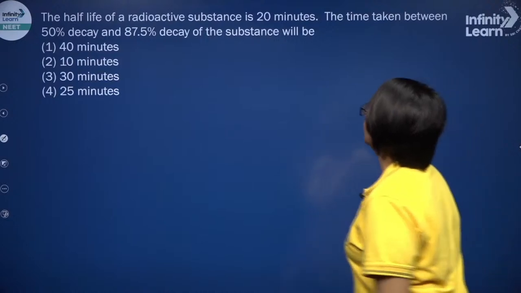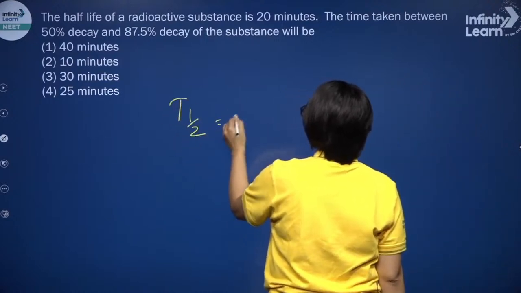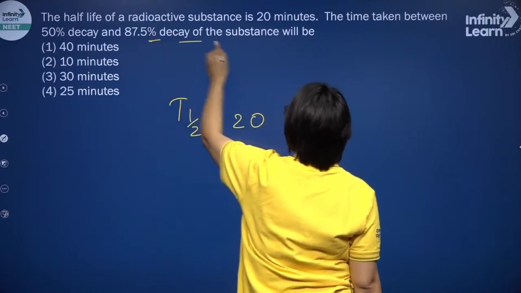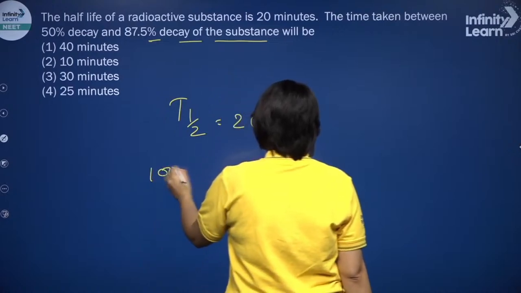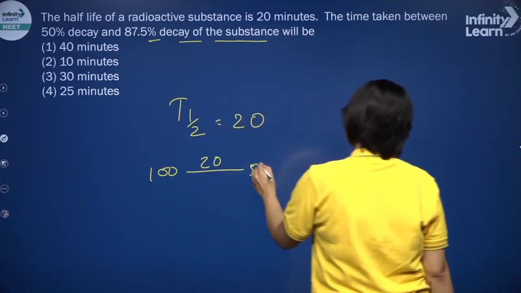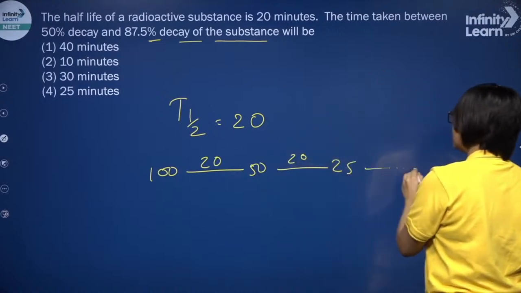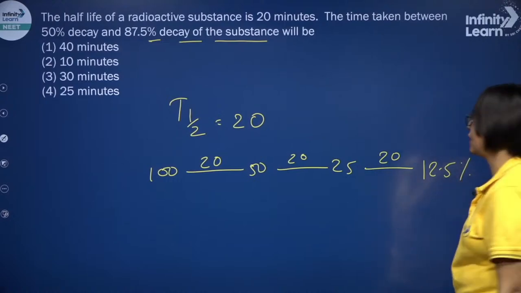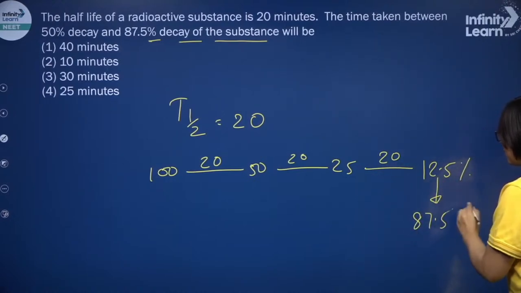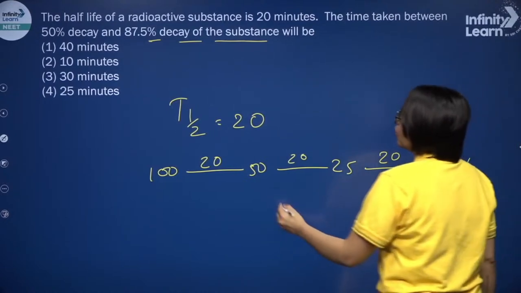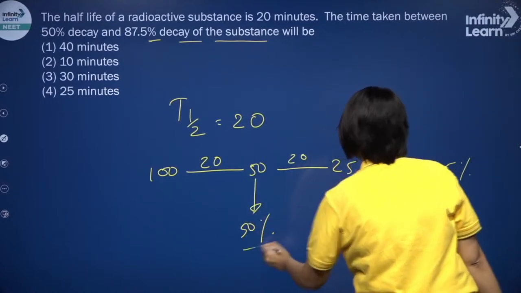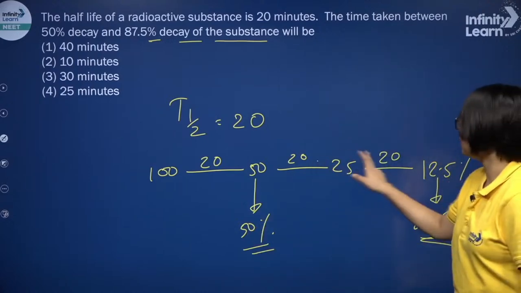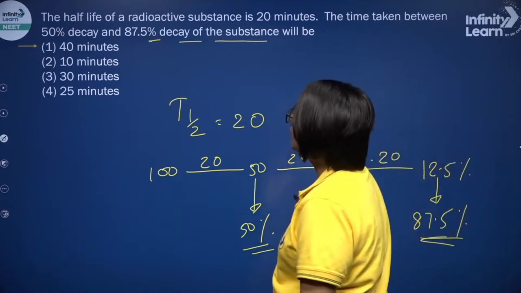Next is, the half-life of a radioactive substance is 20 minutes. The time taken between 50% decay and 87.5% decay of the substance will be? This is 100% of the material. After 20 minutes, we are left with 50% of the material. After another 20 minutes, we are left with 25%. And after another 20 minutes, we are left with 12.5% of the material. That means at this point 87.5% of the substance is decayed, and at this point 50% is decayed. So the time gap between 50% decay and 87.5% decay is 20 plus 20, that is 40 minutes, which is option 1.